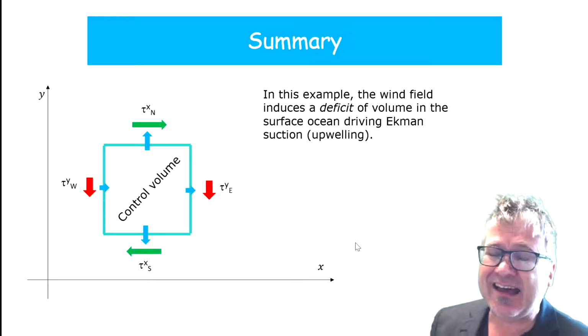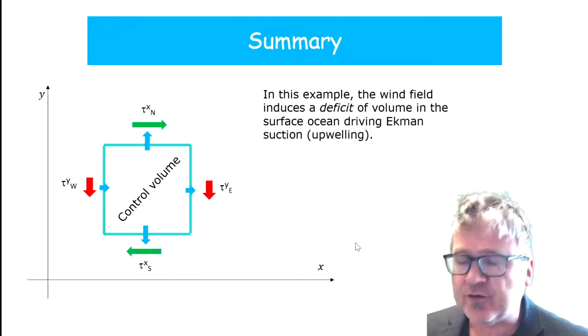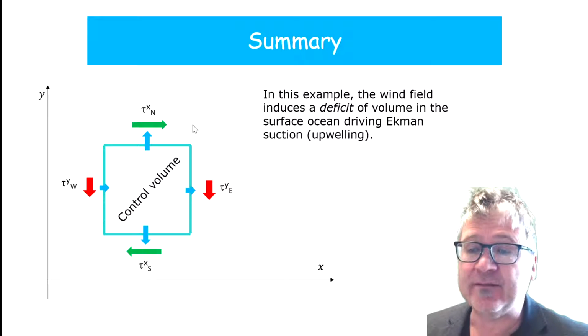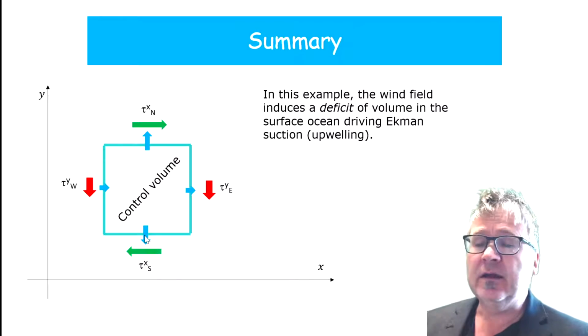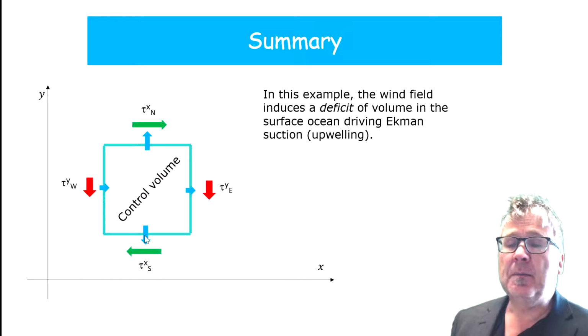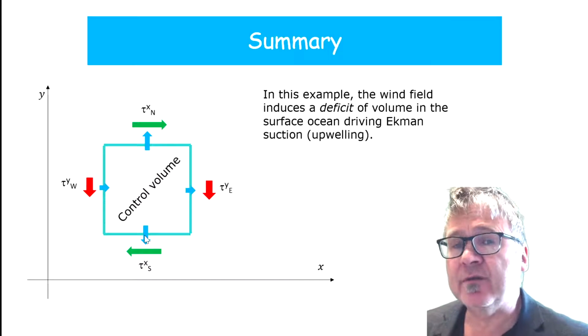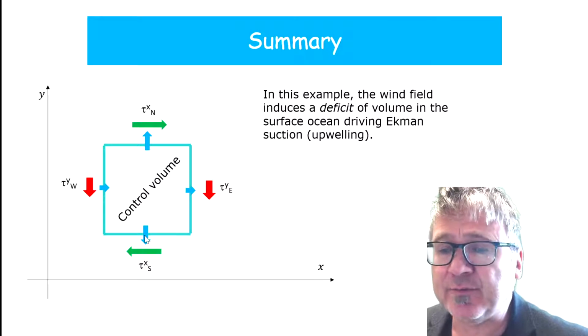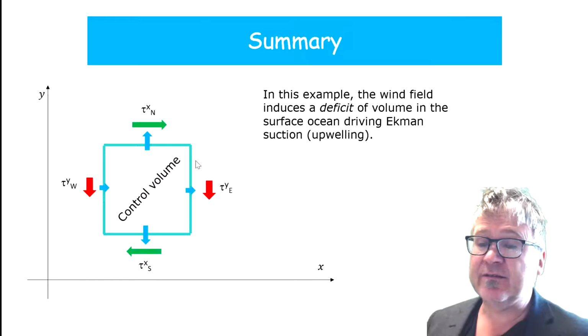So now you have to apply this concept to the four faces of your control volume, horizontal face. Okay, so you have a face on the eastern side, western side, northern side, and southern side, and only the wind stress components parallel to the face matter, because only these components can create Ekman transport that move across the face. Again, here's one example shown.